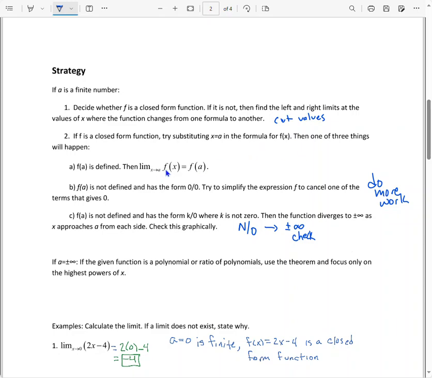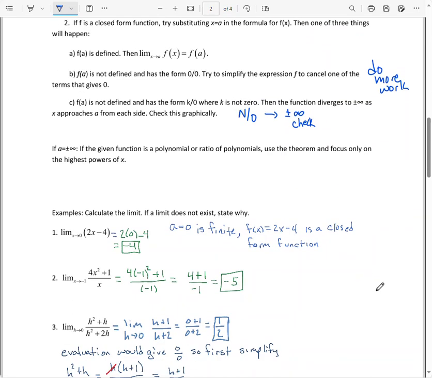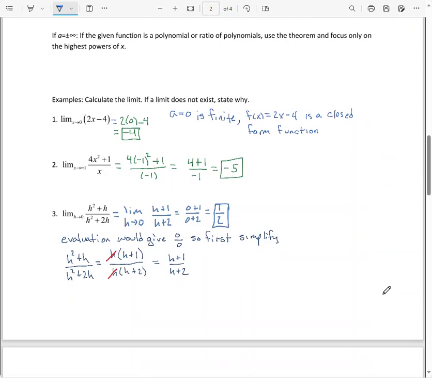Substitute if we can. If it works out, awesome, we're done. If we get 0 over 0, we have to do more work. If we get a number over 0, we're done. It goes to infinity. We just have to figure out if it goes up to positive or down to negative.